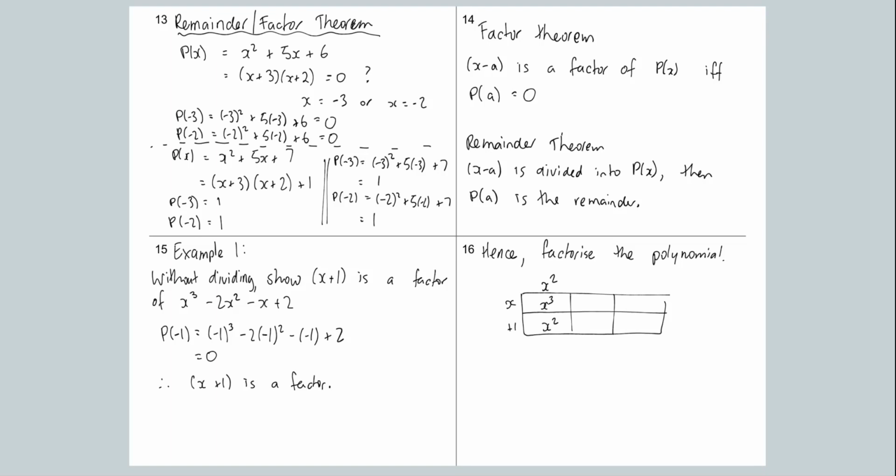Okay, what am I looking for? I'm looking for a minus 2x squared. So to get to minus 2x squared, I'm going to have to take away 3x squared here. X squared minus 3x squared is minus 2x squared. Sometimes I like to do this to remind myself of what I'm sort of aiming for. This is going to be minus x.